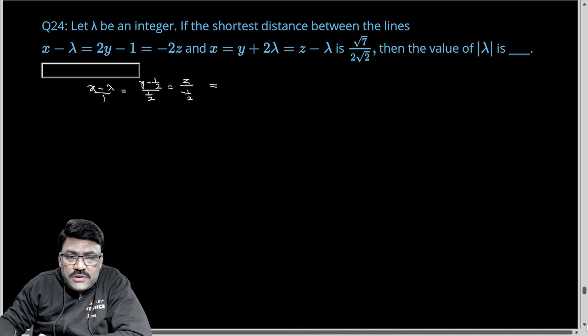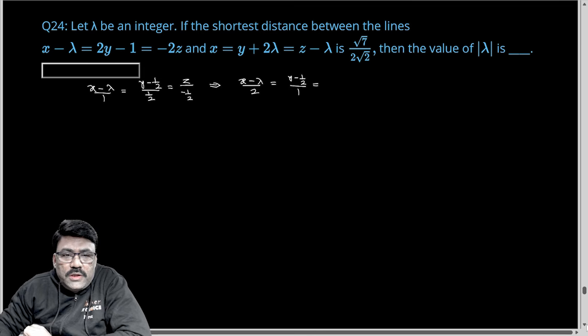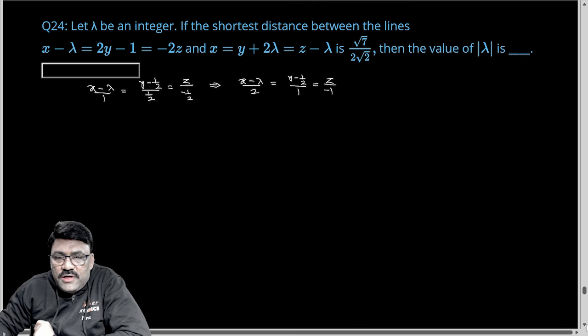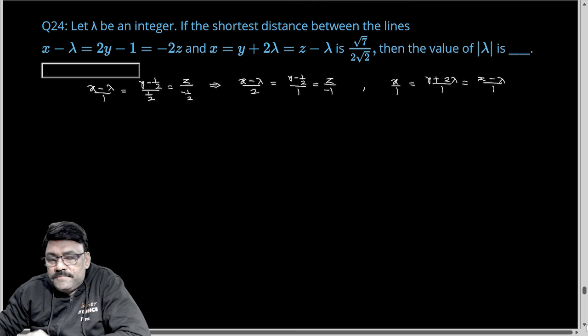It can also be written as (x minus lambda) by 2, just multiply the denominator by 2, (y minus half) by 1, and z over minus 1. This is the first line. Second line is what? Second line is x over 1, (y plus 2 lambda) over 1, and (z minus lambda) over 1. This is the second line.